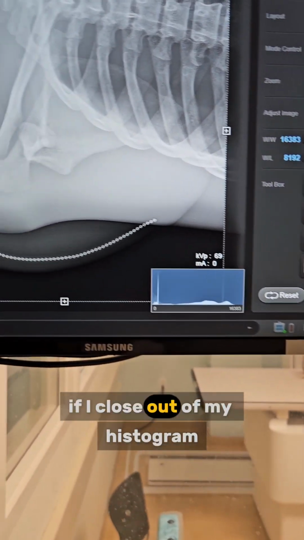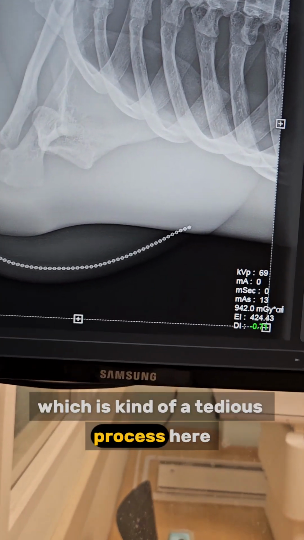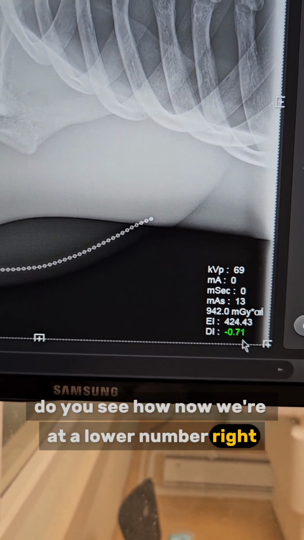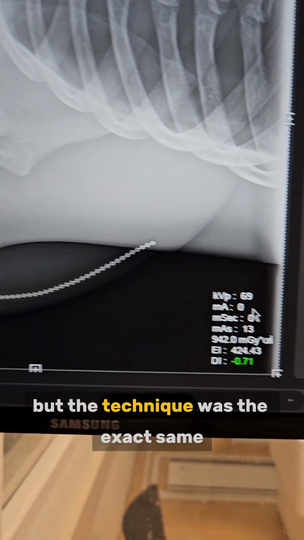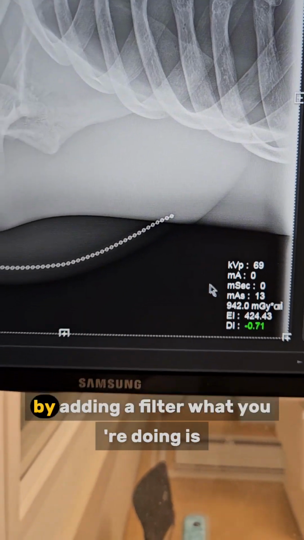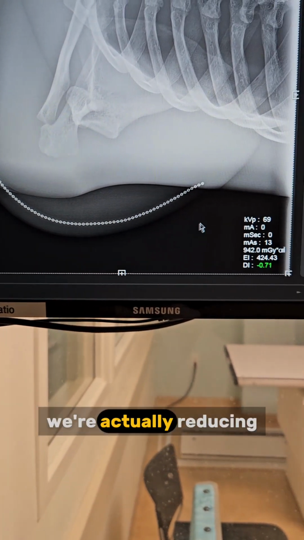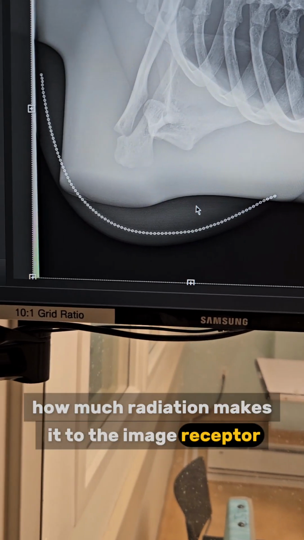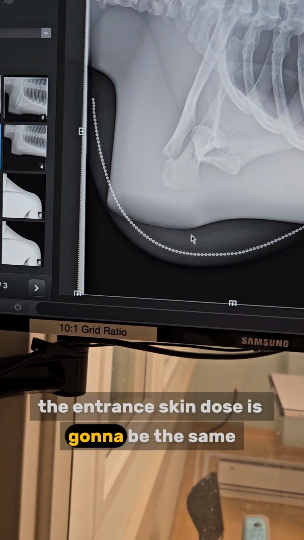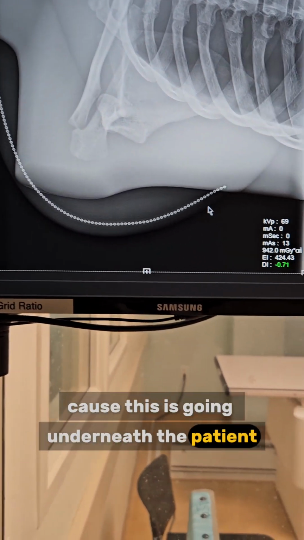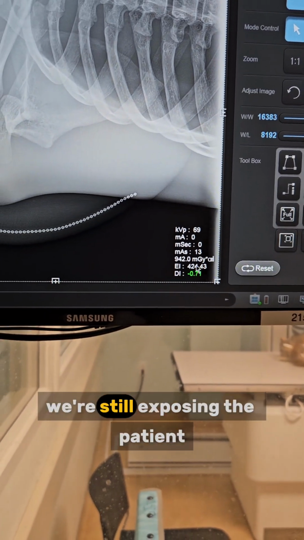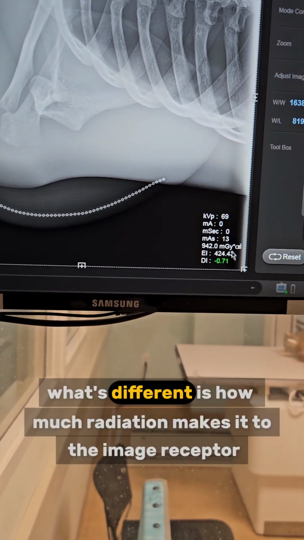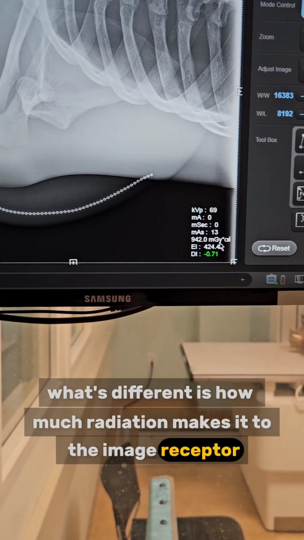If I close out of my histogram, which is kind of a tedious process here, do you see how now we're at a lower number? A lower EI and DI, but the technique was the exact same. By adding a filter, we're actually reducing how much radiation makes it to the image receptor. The entrance skin dose is going to be the same because this is going underneath the patient. DAP is the same because we're still exposing the patient to the same amount of radiation in the air. What's different is how much radiation makes it to the image receptor.